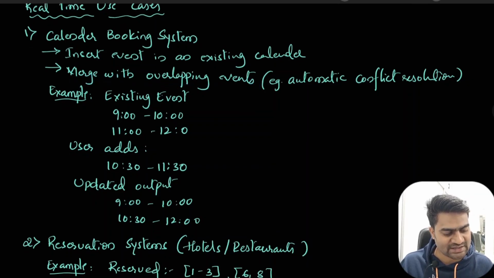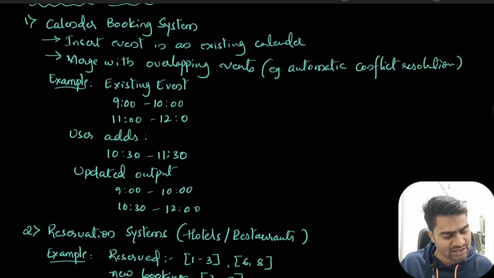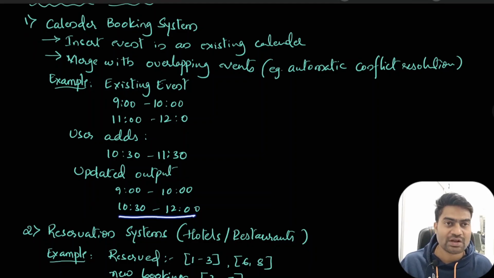Okay, so let us see what that is. Assume we already have existing events, from 9 to 10 and 11 to 12. So this is our current calendar. Then the user tries to modify something and tries to add an event from 10:30 to 11:30. If that is the case, our updated calendar events will be from 9 to 10 and from 10:30 to 12.